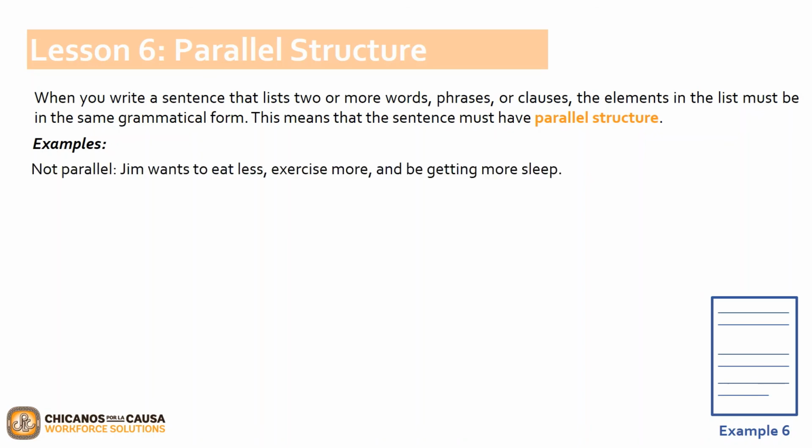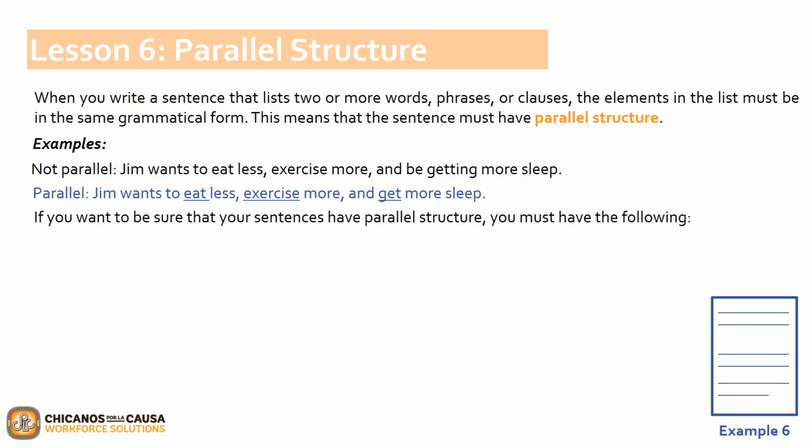Our first example is a sentence that's not parallel, as it states, Jim wants to eat less, exercise more, and be getting more sleep. A way you can write this sentence as a parallel one would be, Jim wants to eat less, exercise more, and get more sleep.